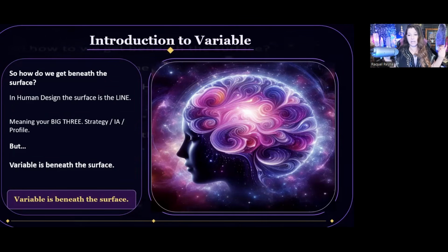So in human design, the line is the surface, meaning we have the big three: your strategy, your inner authority, and your profile. If you've heard, you're a heretic investigator, that is the surface. But variable is beneath the surface. It's kind of like you have the tip of the glacier and then you have everything underneath the water, what is unseen. It's a perfect analogy.